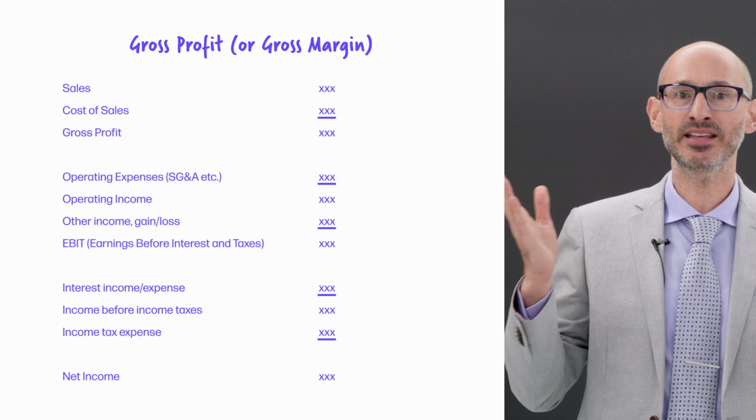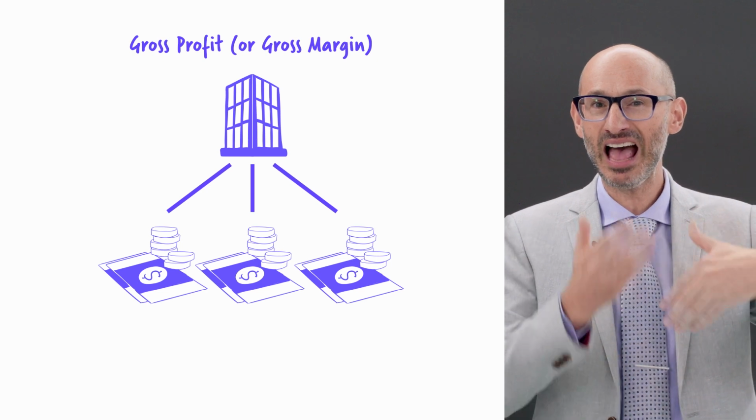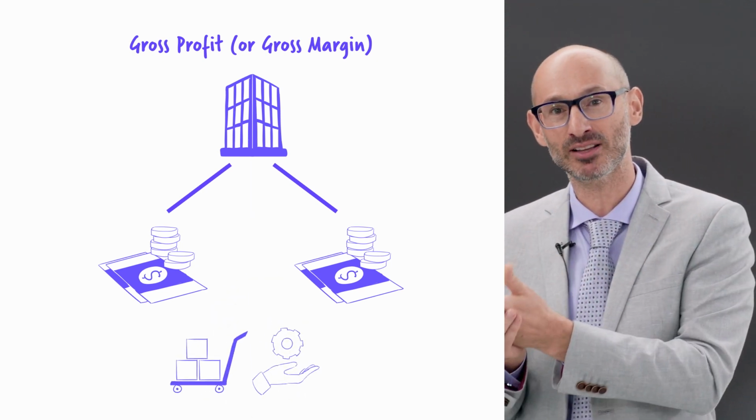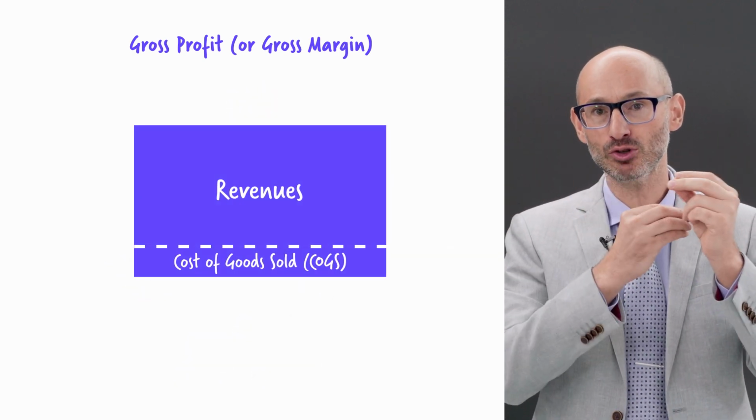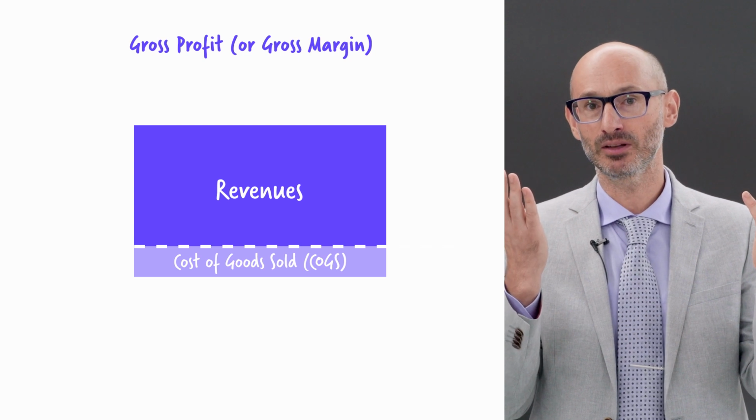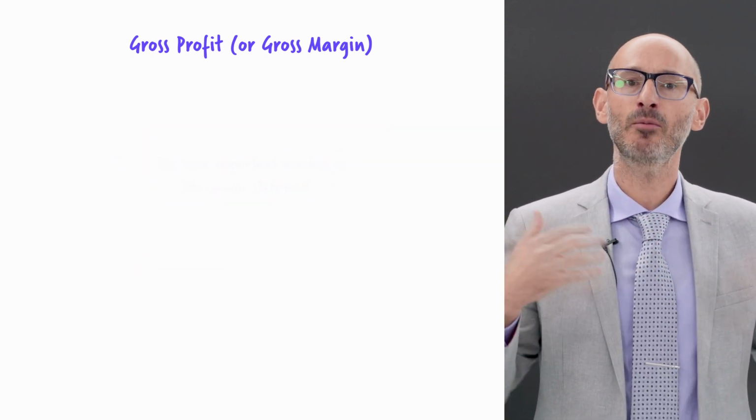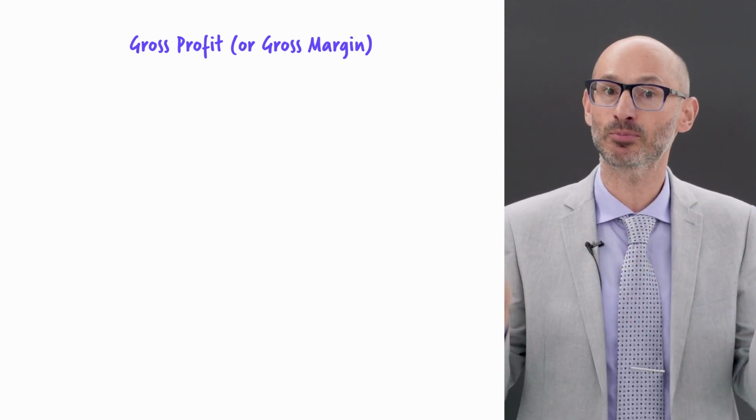The next item on the income statement is the gross profit, which is the profit a company makes after deducting the costs associated with manufacturing and selling its products and services. It can be calculated by subtracting the cost of goods sold from revenues. Probably it is the most important number in the income statement. How much are we selling for minus what is its cost of a particular product?